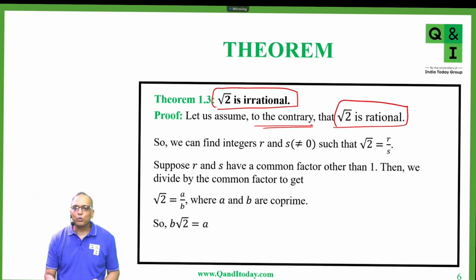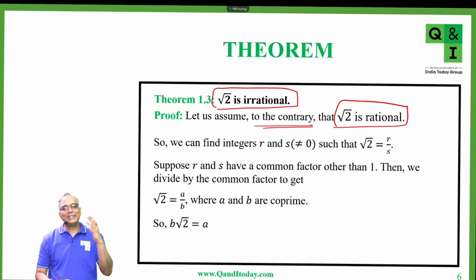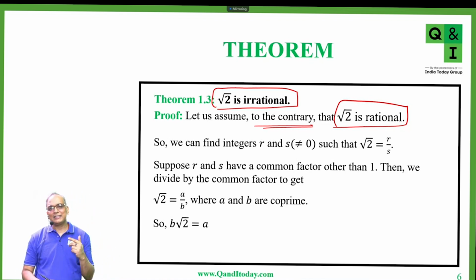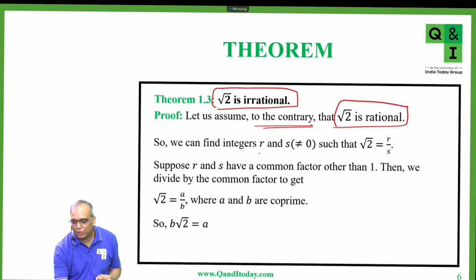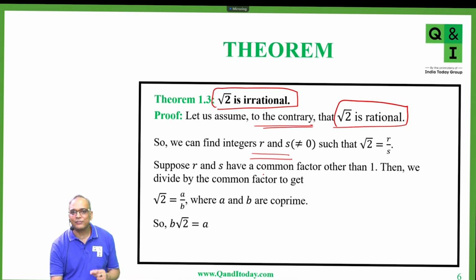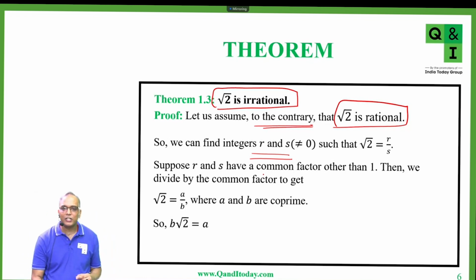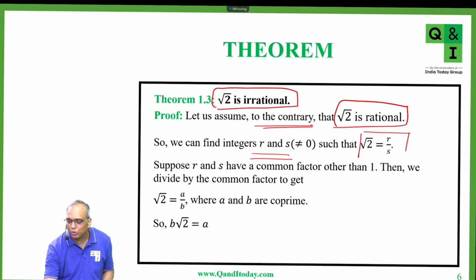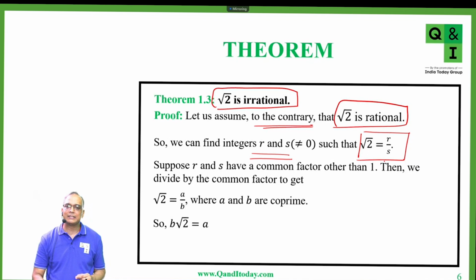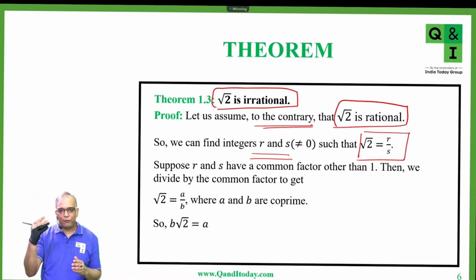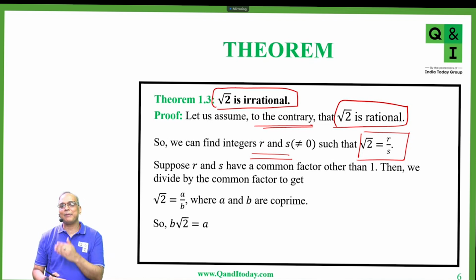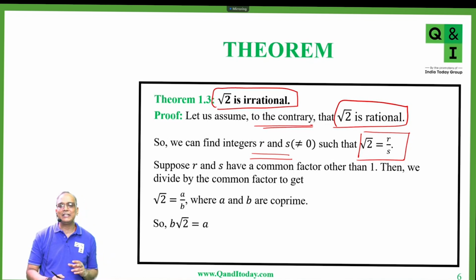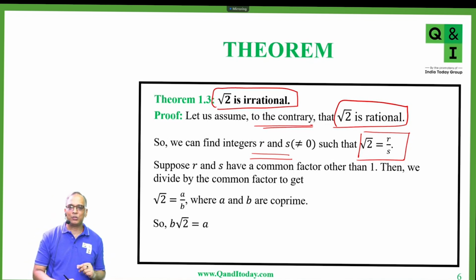Now, if root 2 is rational, you can write it as the ratio of integers. So we can find two integers r and s, where the denominator s is not equal to 0, and root 2 is equal to r by s. So if root 2 was rational, you can write it in the form of a ratio of integers r by s, where r and s are integers and s is not equal to 0.